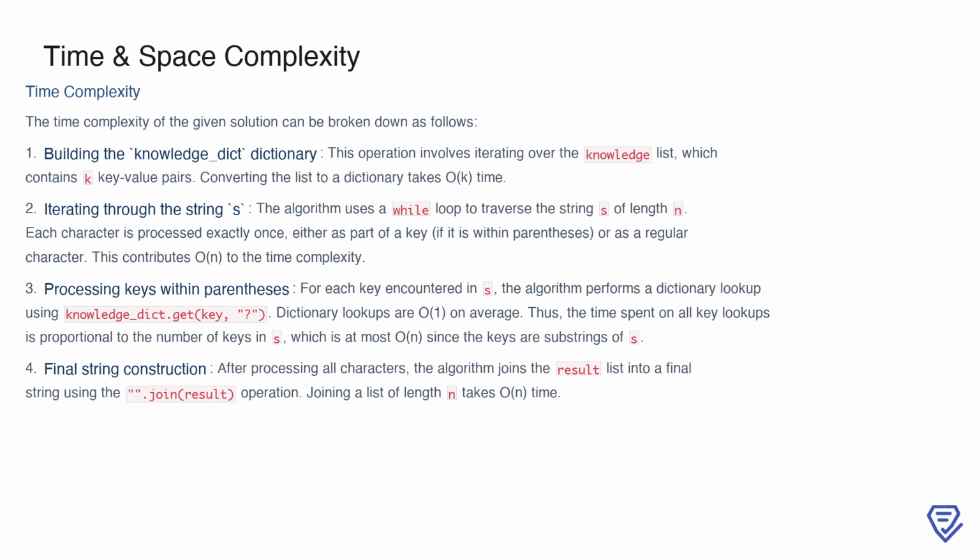For each key found in s, the algorithm performs a dictionary lookup using the knowledge_dict.get method. Dictionary lookups are O(1) on average, so the total time spent on all lookups is proportional to the number of keys in s, which is at most n. Finally, after processing the string, the algorithm joins the result list into the final string. The join operation involves concatenating all elements of the list, which requires O(n) time. Together, these steps contribute to the overall time complexity of the solution.